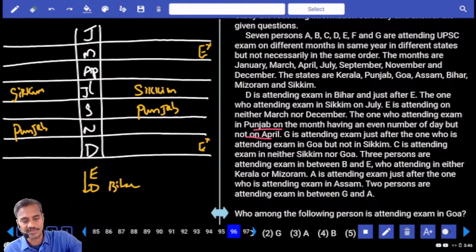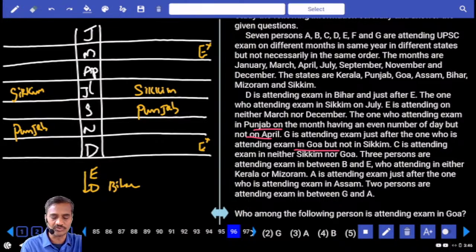Punjab. And next one, D is in Bihar immediately after E. And G is attending the exam just after the one who is attending in Goa, but not in Sikkim. Now G cannot be in Sikkim.